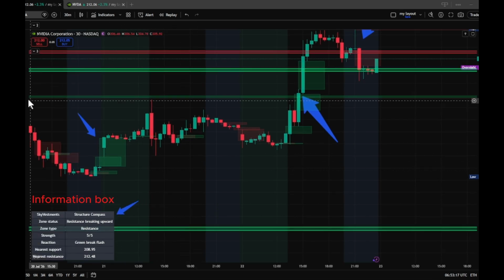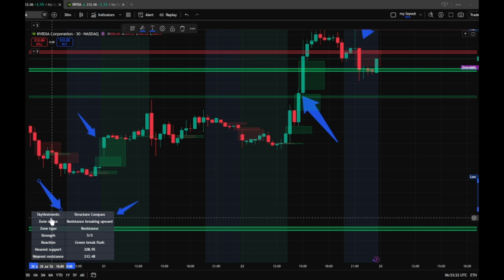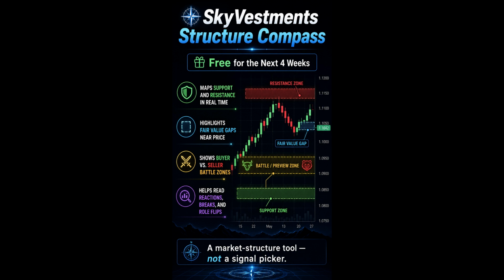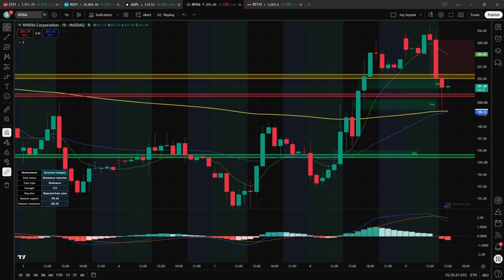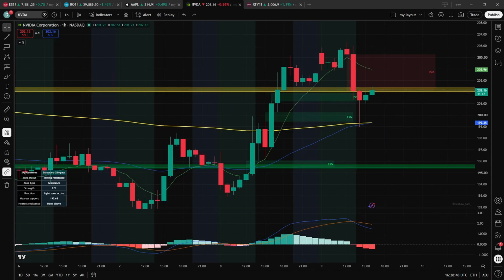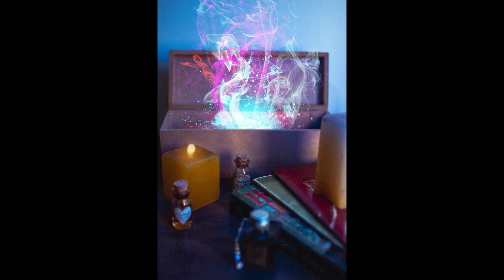Structure Compass is not a buy or sell signal. It is a chart reading tool. It helps organize fair value gaps, reaction zones, support and resistance areas, volume context, liquidity areas, and market structure into one cleaner view. When price reacts or interacts with an important area, the tool reacts visually. It helps you see whether price is respecting the area, rejecting from it, breaking through it, or sitting inside a battle zone. We're not saying this is some magic secret sauce.